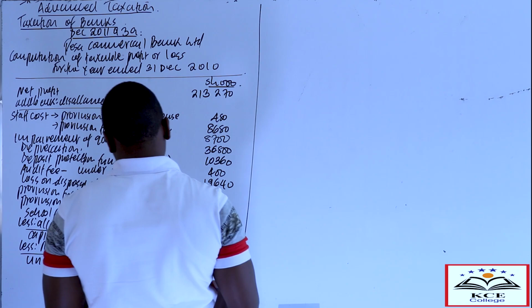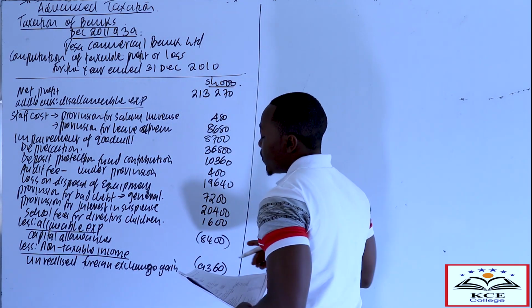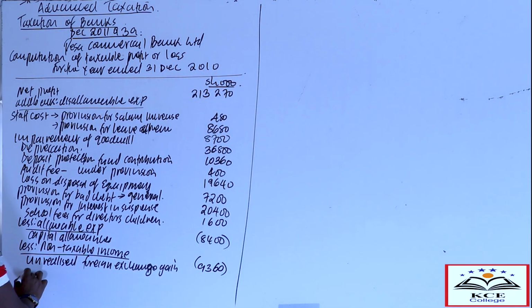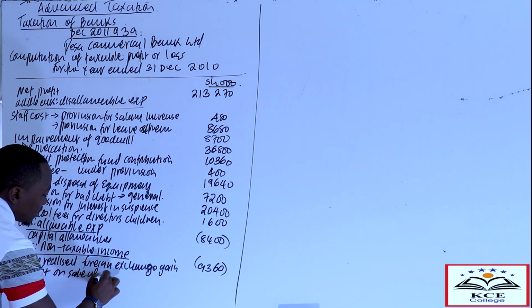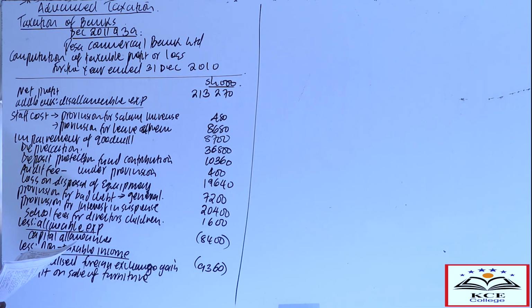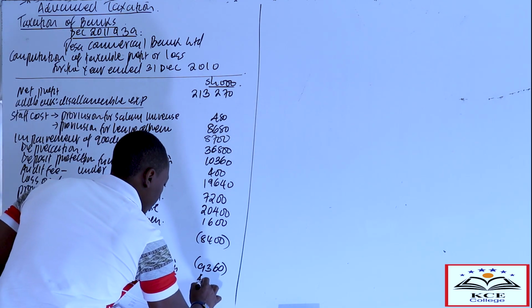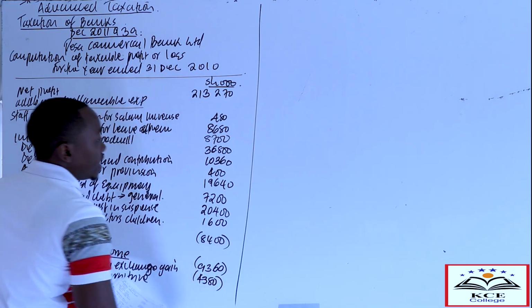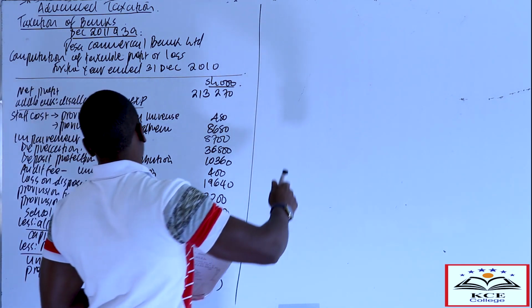Also, you need to deduct profit on sale of furniture. You see that gain on sale of non-current assets is not taxable, an amount of 43,80.